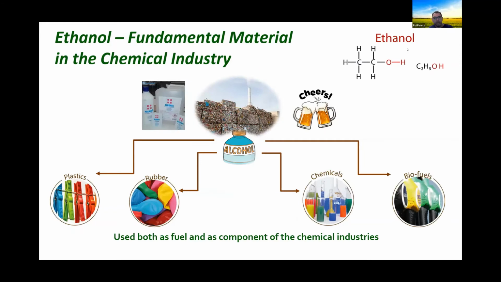But we can use this waste for the production of ethanol. Ethanol is used in the chemical industry for many applications. We know ethanol from beer and alcoholic beverages, and also from sanitation, like alcohol gels, but it is also used for the rubber and plastic industries, and for biofuels. So there are many different applications for ethanol, and the idea is to produce ethanol from this waste that is generated, especially from the corona pandemic.